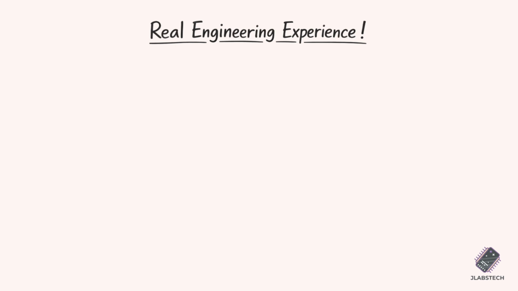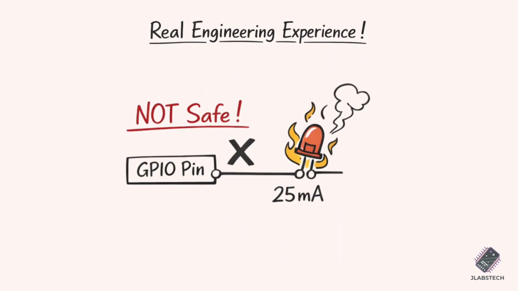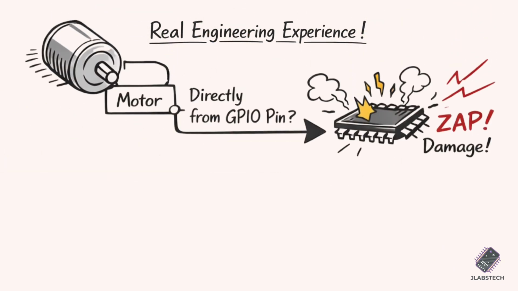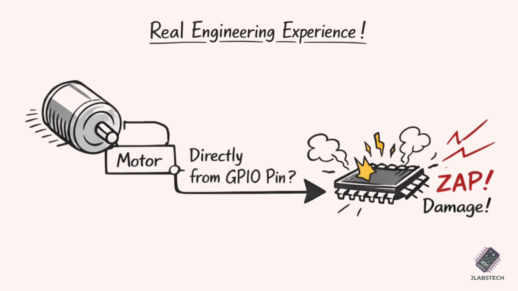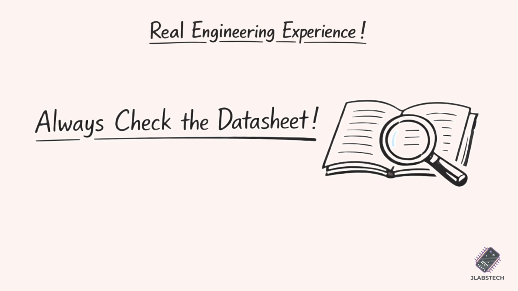Here's where real engineering experience kicks in. Not all pins can drive the same amount of current. Some pins are safe for LEDs, others aren't. Some pins have internal pull-ups, some don't. And if you try to power something like a motor directly from a GPIO pin, you might damage the microcontroller. That's why embedded engineers constantly check the datasheet before connecting hardware.